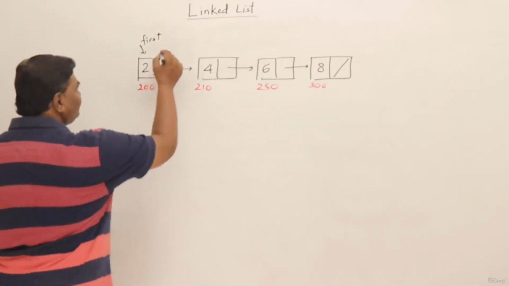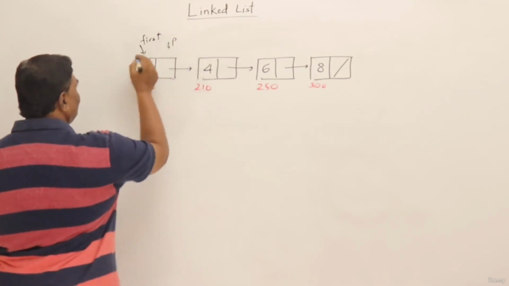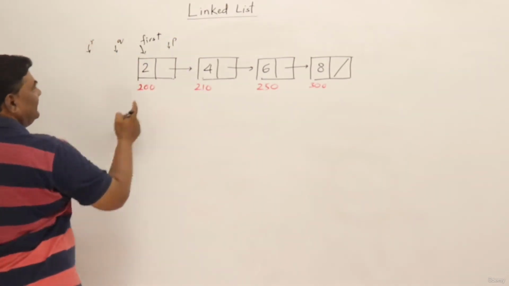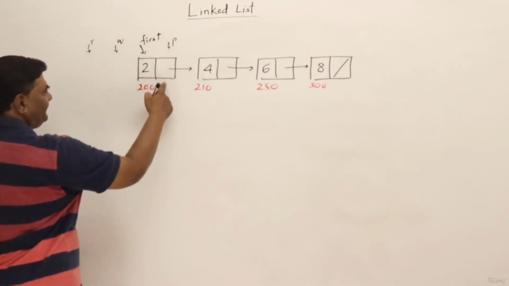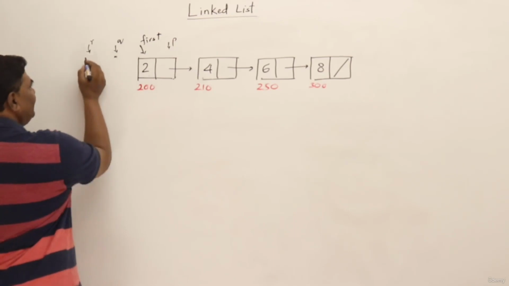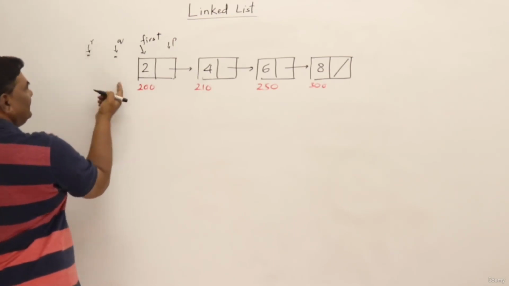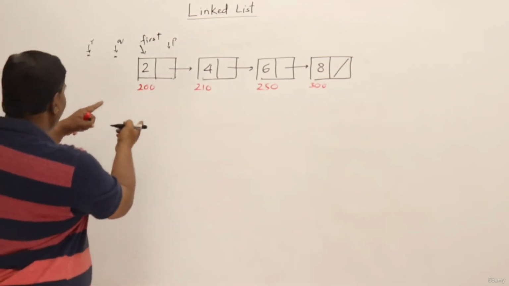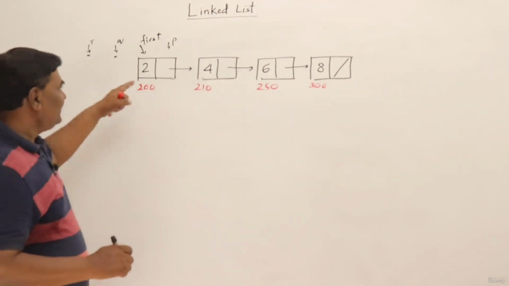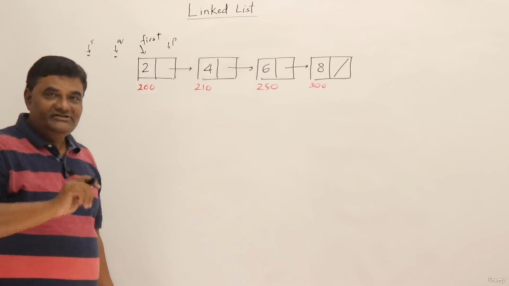I'll take 3 pointers: pointer P, pointer Q, and pointer R. Initially pointer P is pointing to the first node, and Q is null, that is before it, and R is also null, that is before it. I am assuming that they are before the first node. Actually they are null, they are nowhere, but assume that they are here. Now this is the initial state.